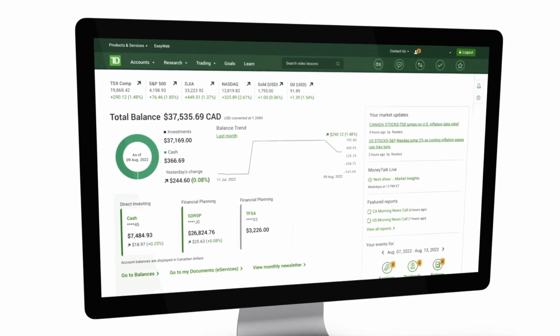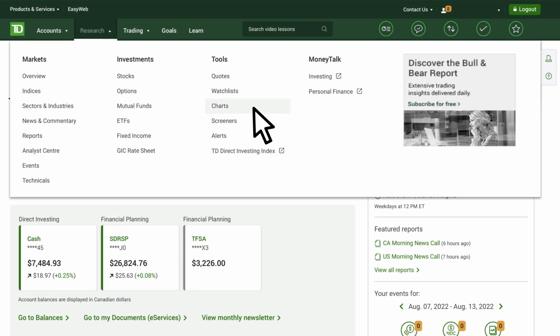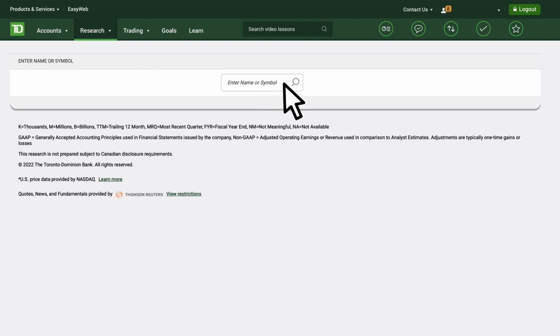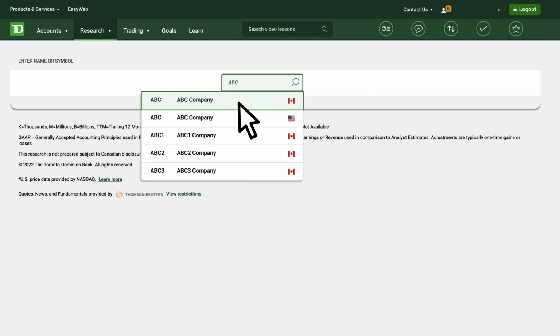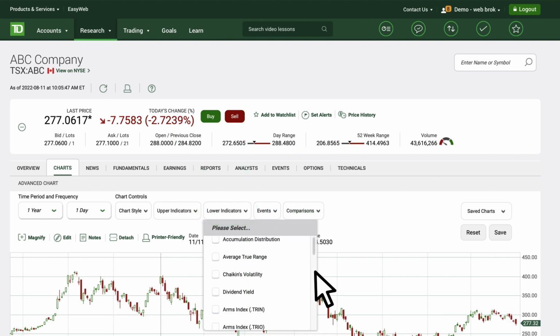To add it in WebBroker, navigate to the Charts page by going to Research, Charts, then entering the name or symbol of a stock. Under Lower Indicators, select MACD from the drop-down menu.